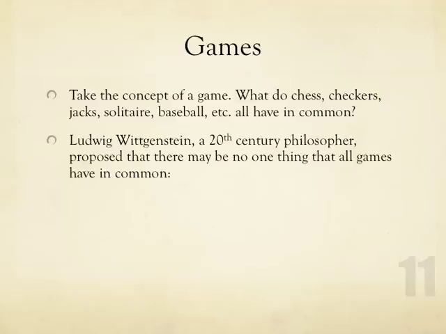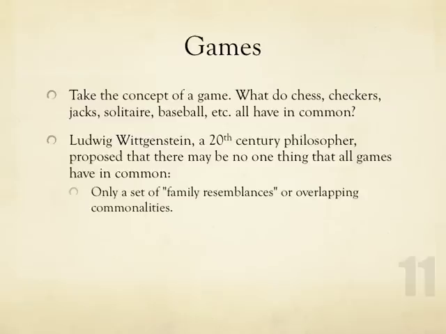So in the 20th century, Wittgenstein, who we've talked about in this course, proposed that for some words and concepts, there might not be a common thread. In this case, he gave the example of games. There might not be one thing that all games have in common. So instead of a single common thread, he proposed that maybe the way concepts in the world work is that there are more overlapping commonalities that he described as family resemblances.